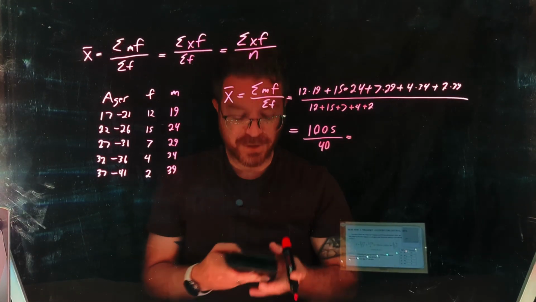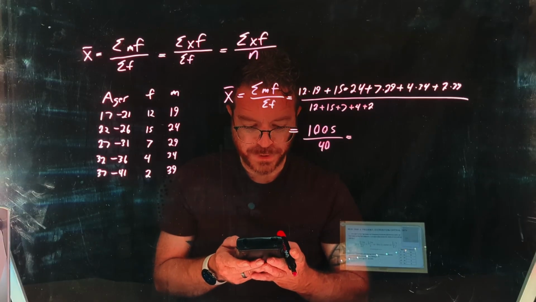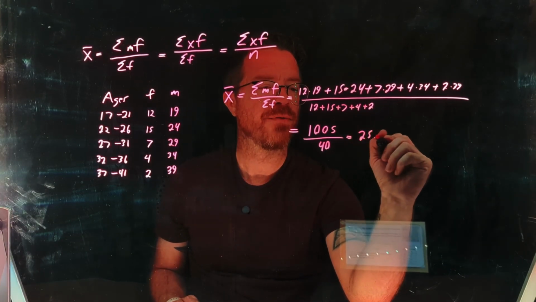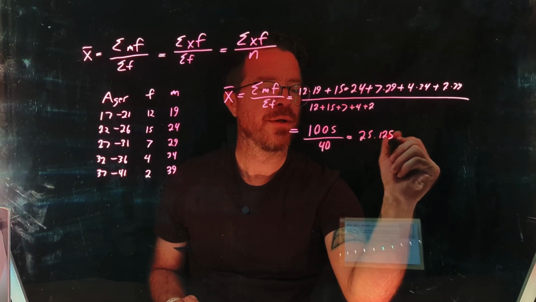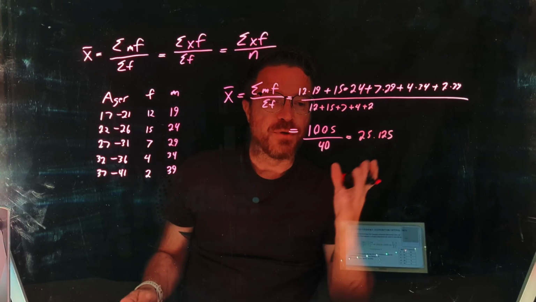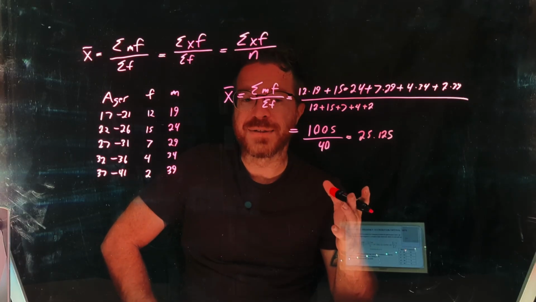So this means that the average age will be 1005 divided by 40, which is equal to 25.125. So this would be the average age of those 40 students that we had in the stats class in 2011.